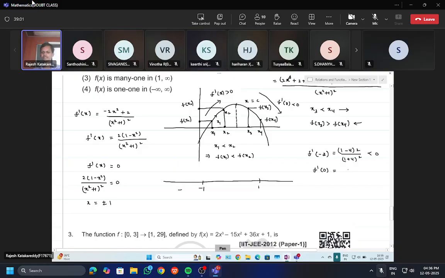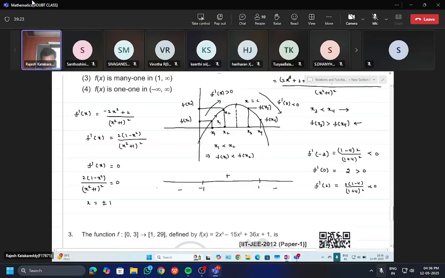No, 2 into 1, that is 2, which is greater than 0. That means the function is an increasing function. Clear? Now again take some value greater than 1. I am taking 2 here. We have 2 times of (1 minus 4) divided by (1 plus 4) whole square. I can see this is less than 0, negative.